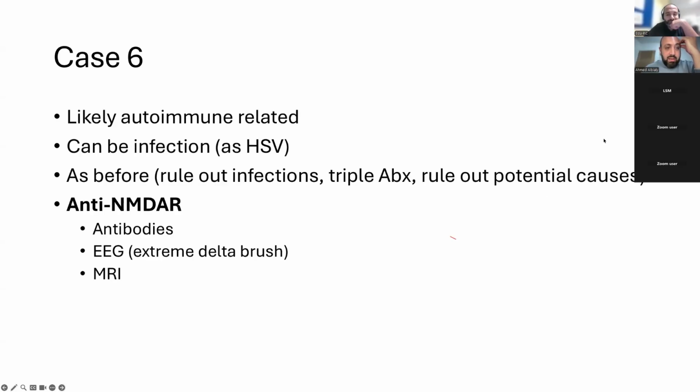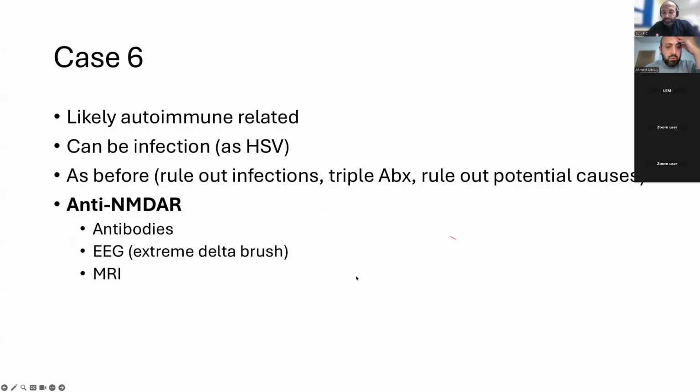So it's more likely to be anti-NMDA. However, you also usually consider infections, because viruses can present similarly. So always try to rule out infections, consider triple antibiotics, and rule out potential causes. But at the end, it might be an anti-NMDA, which is a very standard presentation. Usually try to send antibodies again, mainly in serum, and in CSF paired.